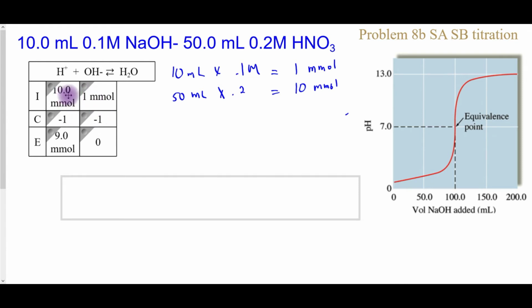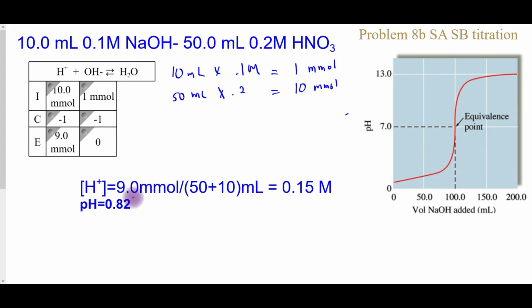That means after we've added the 10 milliliters of sodium hydroxide and it's reacted, we are left with 9 millimoles of hydrogen and all of the hydroxide has been used up. Take the number of millimoles and divide it by the volume. Remember to total both volumes to get a total volume of 60. The molarity is then 0.15 molar. Taking the negative log gives us our pH.